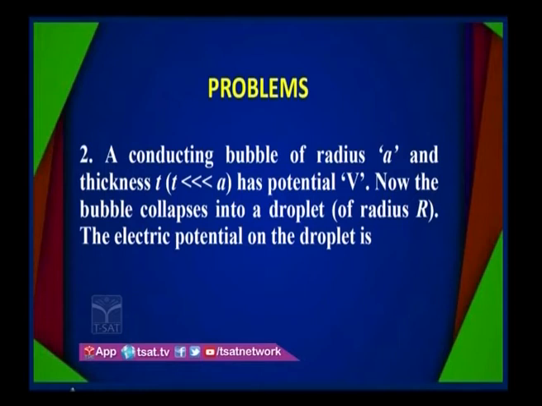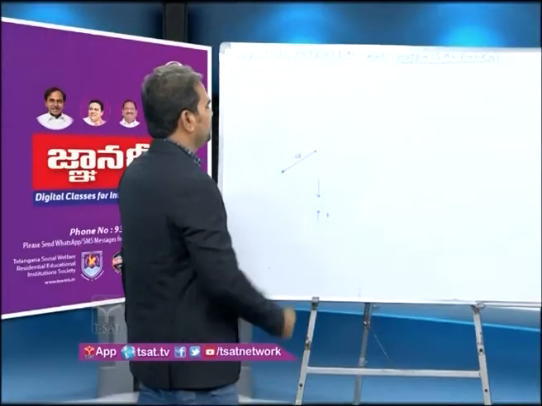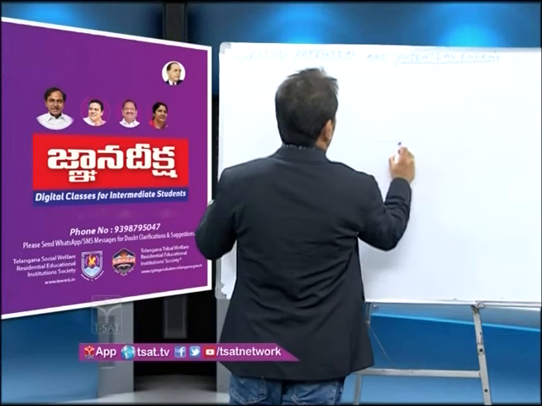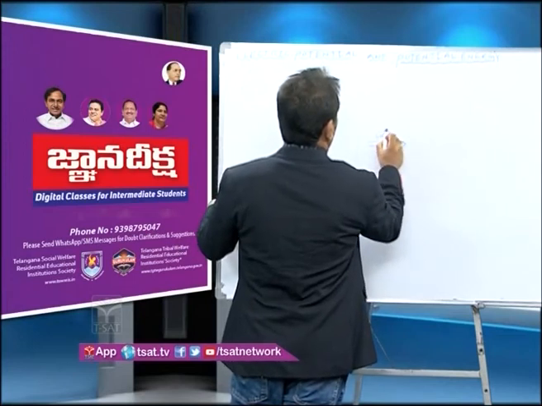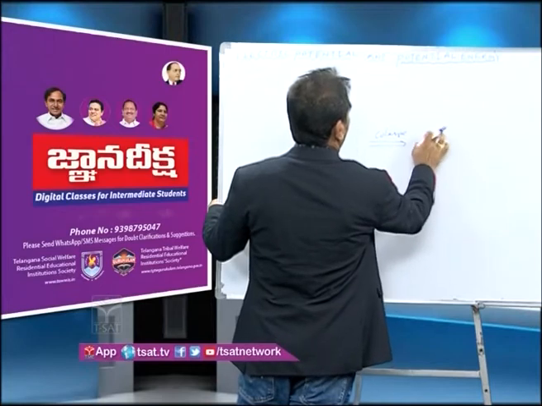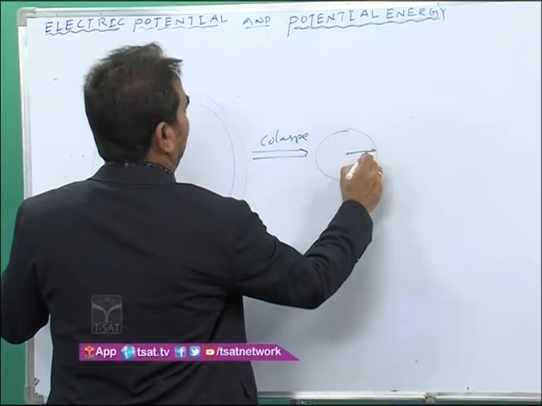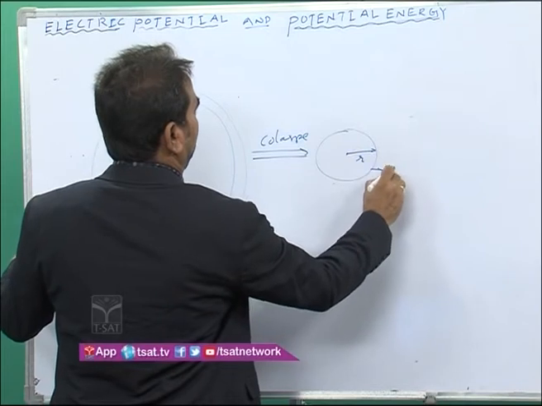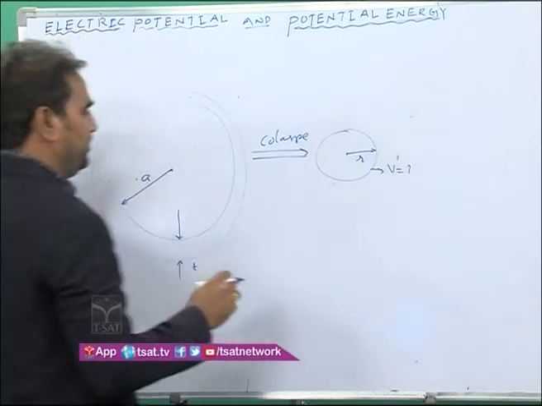The electric potential on the droplet is equal to how much? What was given? The bubble has to collapse and form a droplet. This is a droplet of radius r. So, find the potential of this droplet.